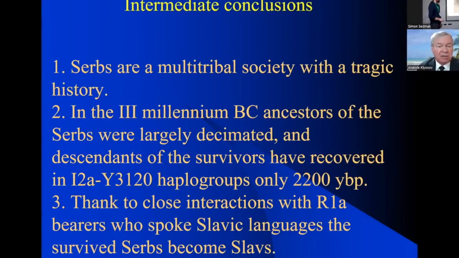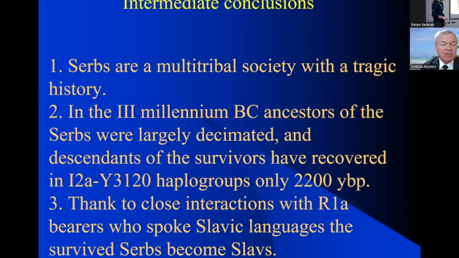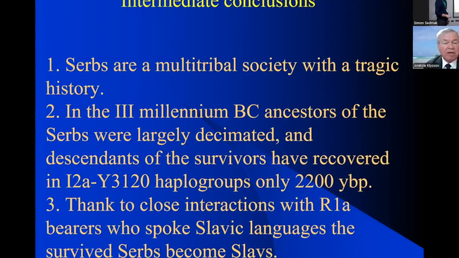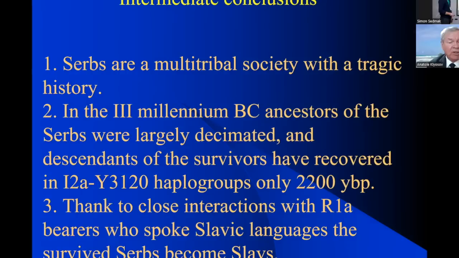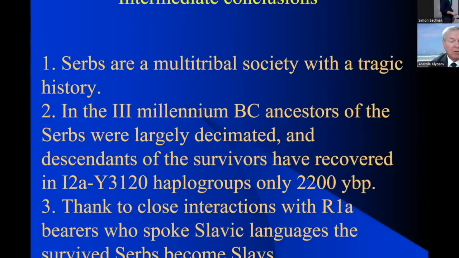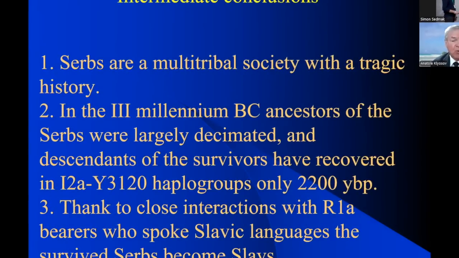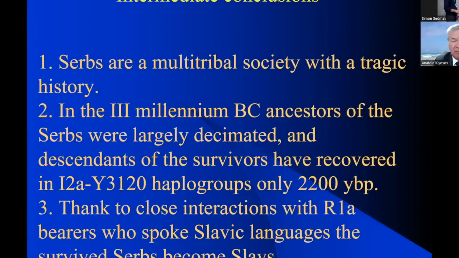haplogroup. Second, in the 3rd millennium BC, ancestors of the Serbs were largely decimated, and descendants of the survivors have recovered in I2A Y3120 haplogroups only 2,200 years ago. And third, thanks to those close interactions with R1b bearers who spoke Slavic languages, the surviving Serbs became Slavic.